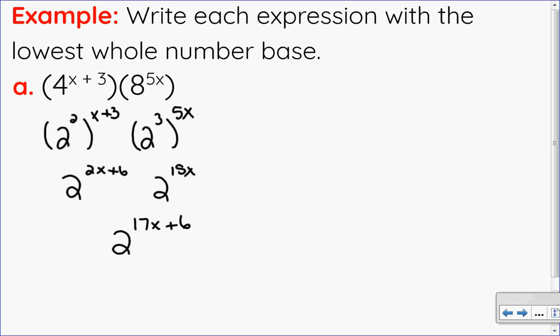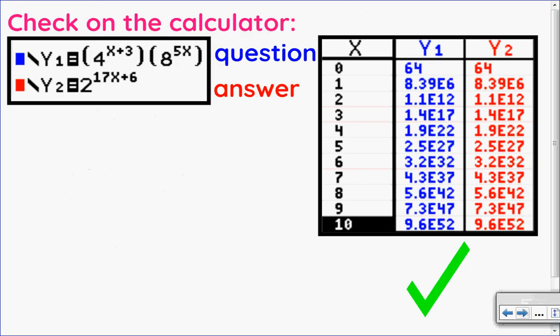Now the nice thing about this is you can always check it in the calculator. You would just put your question in y1 and your answer in y2. The check always happens in the table to see if you're right. So you can see I put the question in y1 and the answer in y2, and you can see y1 equals y2, so I know I did it correctly.